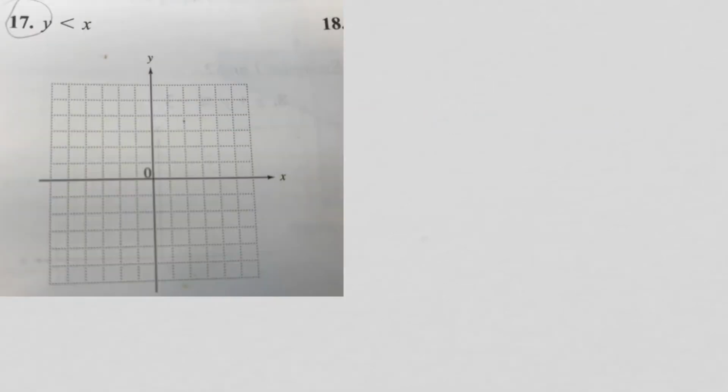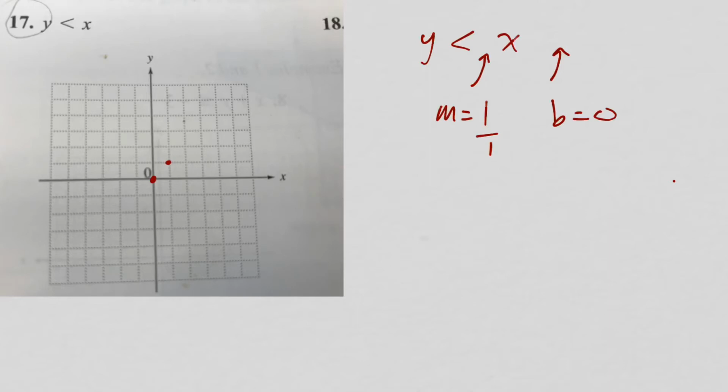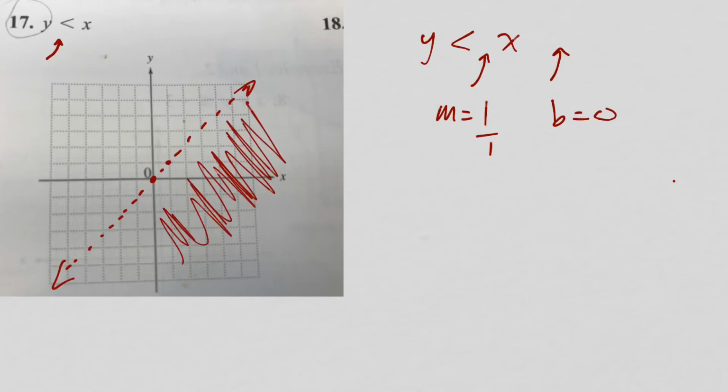Number 17 is already in slope-intercept form. So our m is 1, which is like a 1 over 1, and our b is 0. So we'll start at 0 and we'll rise 1 and 1 run. There's no equal sign, so this is a dashed line. And it's less than, so we're going to shade the portion below the line. Remember, never think of shading left or right unless it's a completely vertical line in the form x equals something. So we always think of shading above or below.